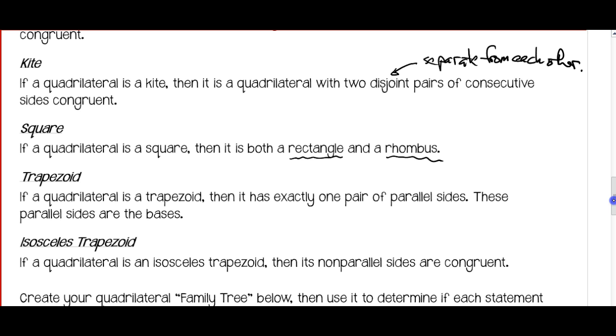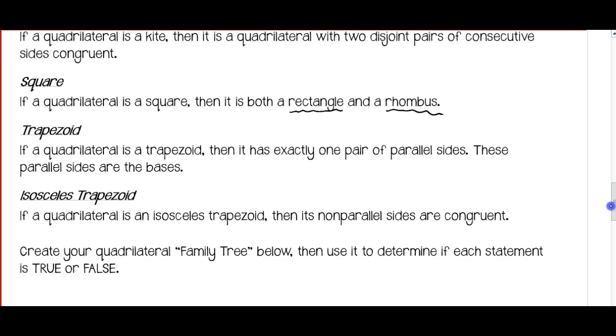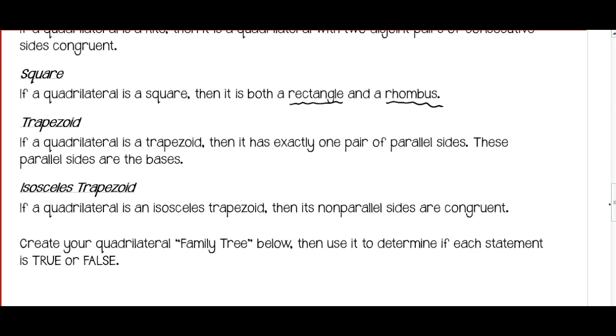These next two are a little bit different than the others. We've got trapezoid. If a quadrilateral is a trapezoid, then it has exactly one pair of parallel sides. If it has more than one pair, it cannot be considered a trapezoid. These parallel sides are called the bases, and the other sides are called the legs of the trapezoid, so make sure you're familiar with that.